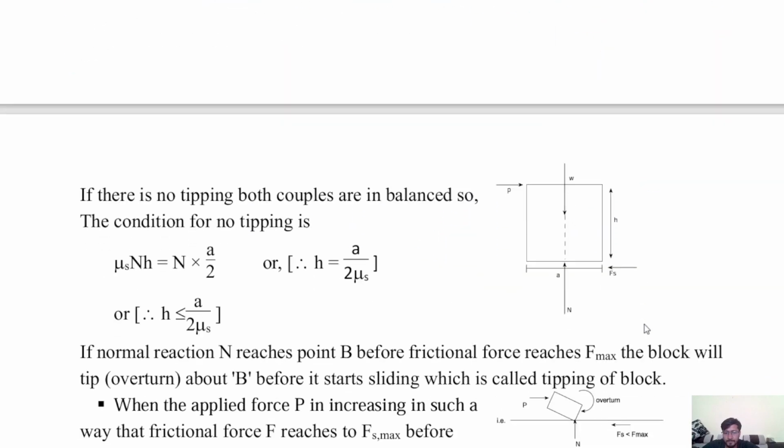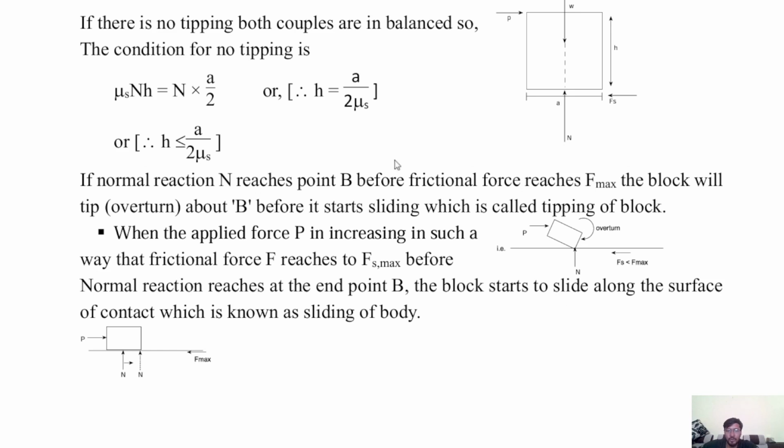So if there is no tipping, tipping means directly overturning, both couples are in balance. So the condition for no tipping is that the above equations are equal, means mu s N h is equal to N into a by 2. That means mu s h is equal to a by 2, and finally h is equal to a upon 2 mu s. a is the base of this object.